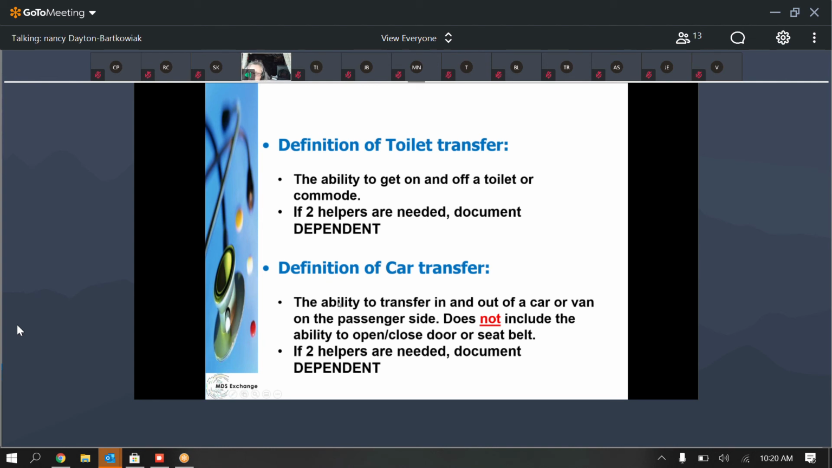And definition of a car transfer is the ability to transfer in and out of a car or van on the passenger side. It does not include the ability to open or close the car door or fasten or unfasten the seatbelt. Again, if 2 people are assisting with that, you'll code dependent.